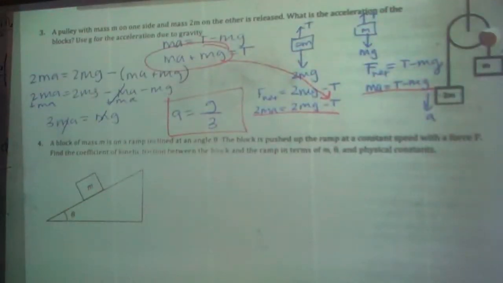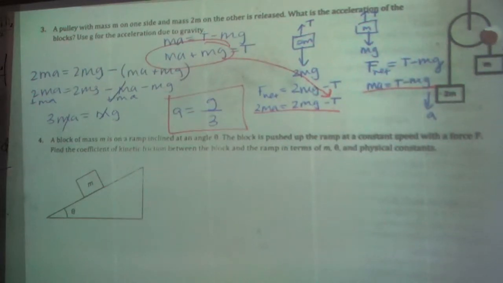Number 4, a block of mass m is, oh wait, we did number 4 in class, I'm going to skip this. Number 5, we have a person of mass m who stands on a scale in an elevator. For each question, we are choosing between these for what the scale would read when it's doing certain things. So I'm going to first start by drawing a free body diagram.